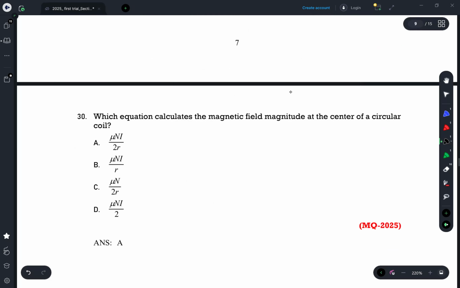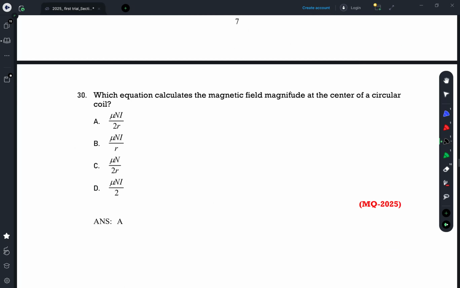Next, question number 30: which of the following calculates the magnetic field magnitude at the center of a circular coil? The equation is mu I N over 2r. Mu I N over 2r is the equation.